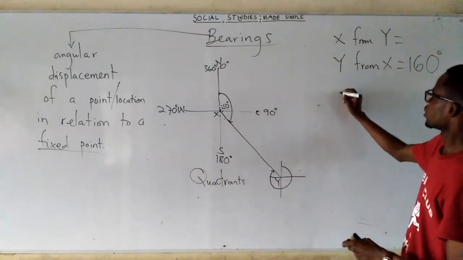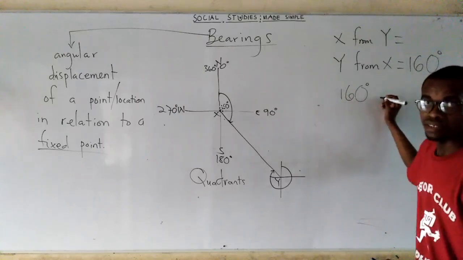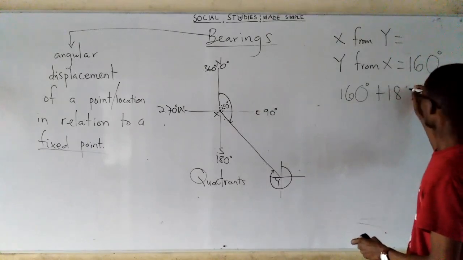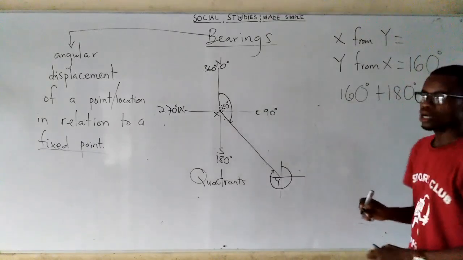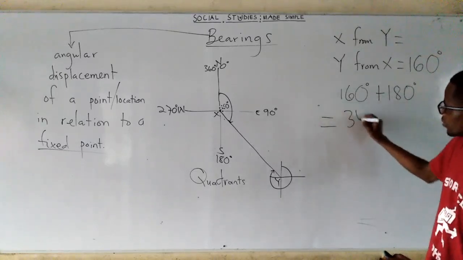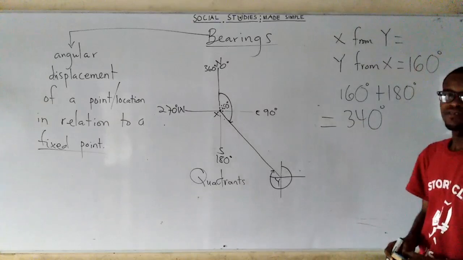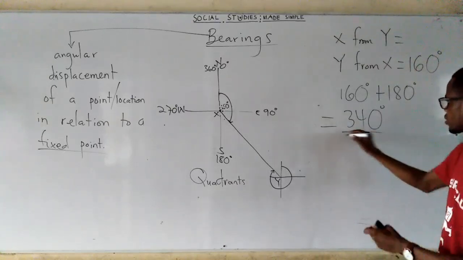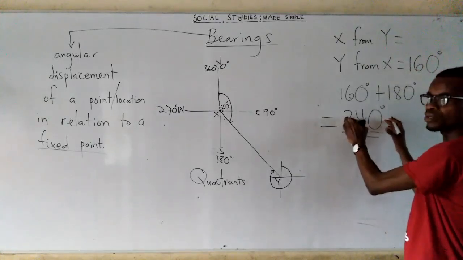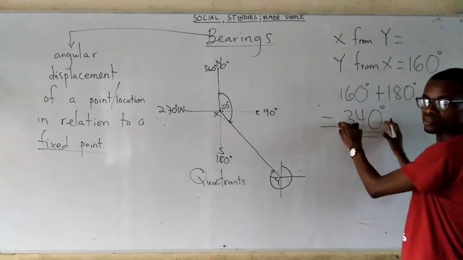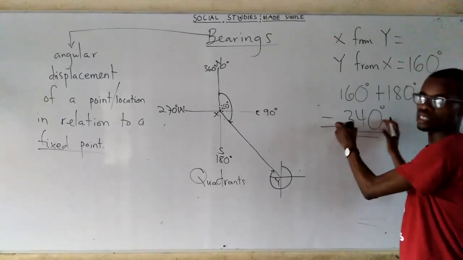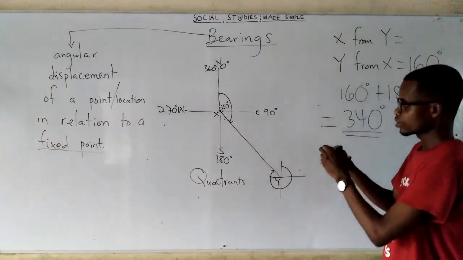So now that 160 degrees is less than 180 degrees, what do you do? You say 160 degrees plus 180 degrees. What are we going to get? We'll get 340 degrees. Let's check whether our answer is correct or not by finding which quadrant that 340 degrees can be located. So let's go to the diagram now, the two diagrams.